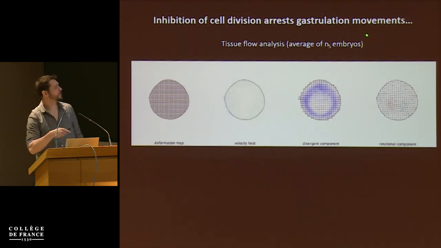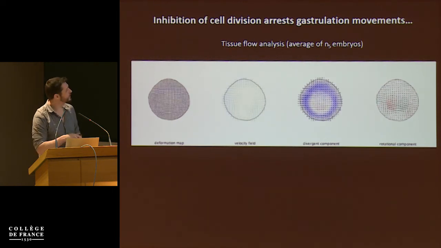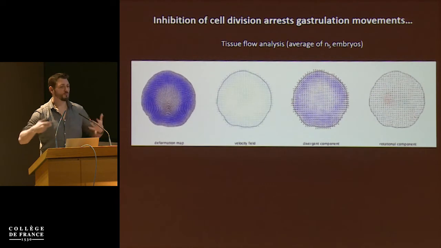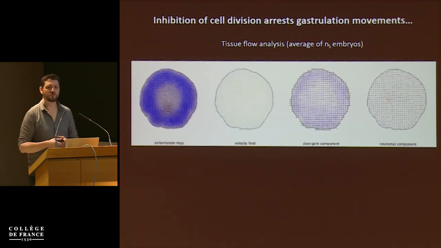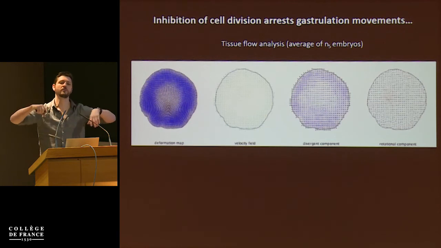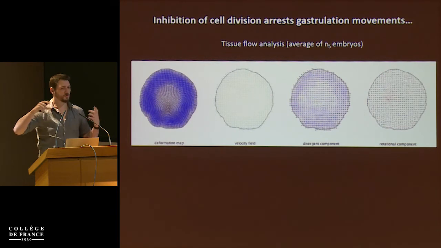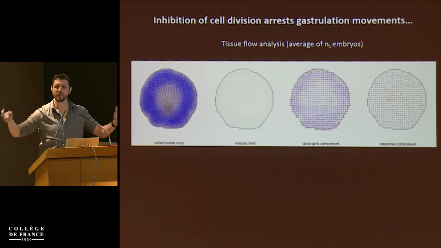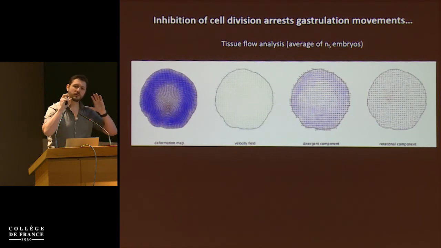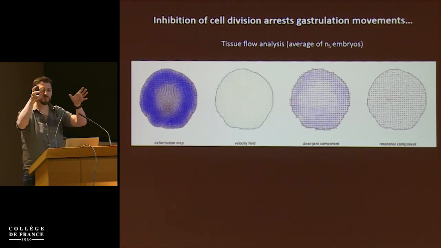This is an average deformation map, or PIV analysis, from 5 embryos in which cell division has been blocked. What we see here is that at the beginning, movement takes place because the drugs that we use take some time to inhibit cell division. But very quickly the rotational flow disappears in the embryo. What I like about this movie is that you can see that the extraembryonic tissue, here in blue, is expanding and keeps expanding. So we don't kill the embryo by interfering with proliferation, but we actually kill the rotational component.